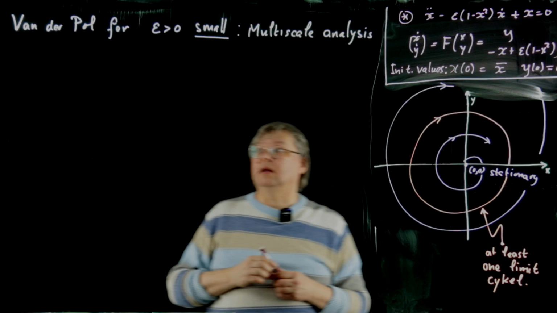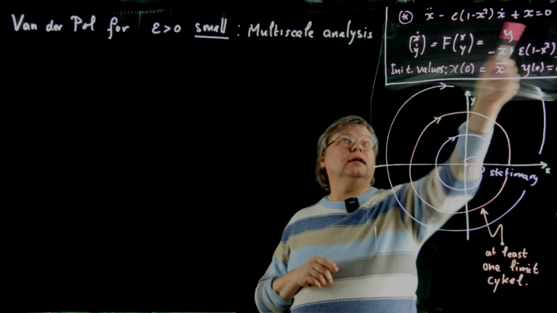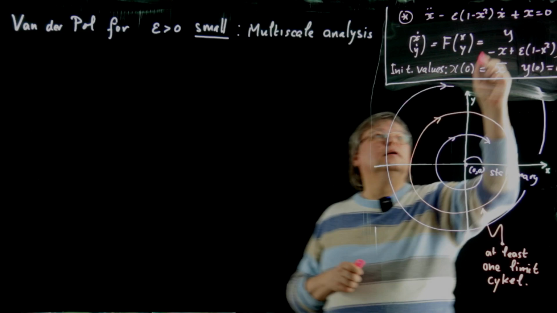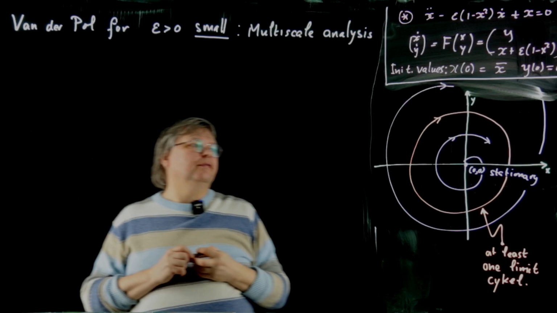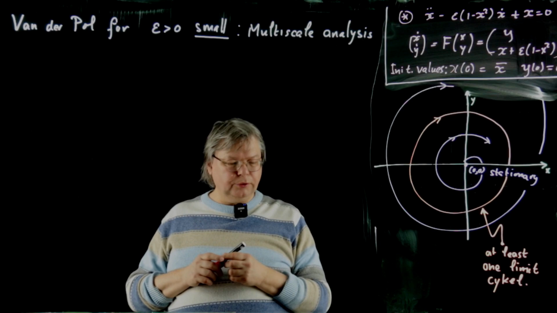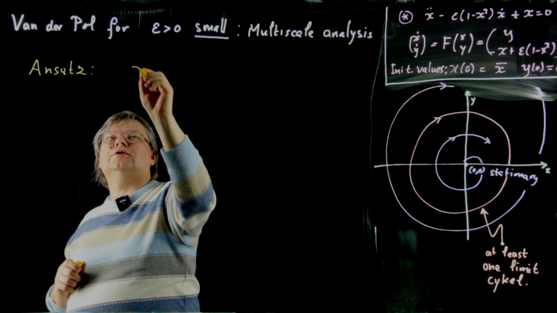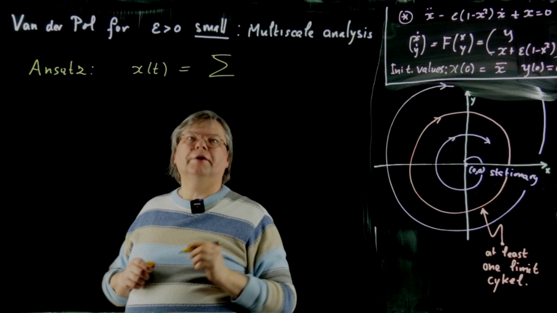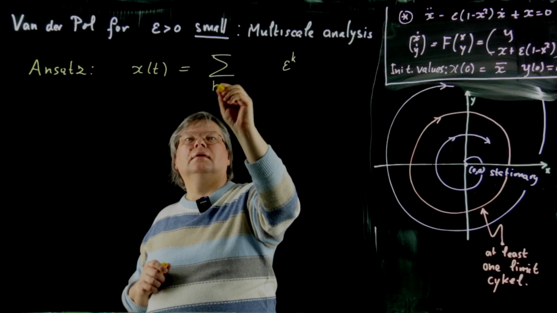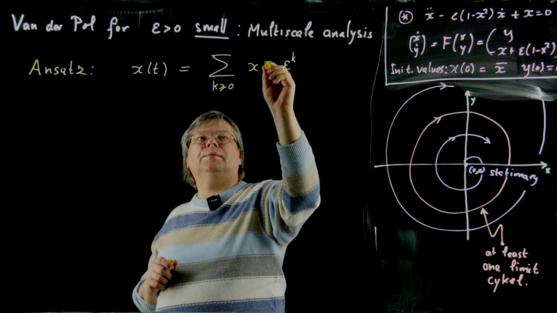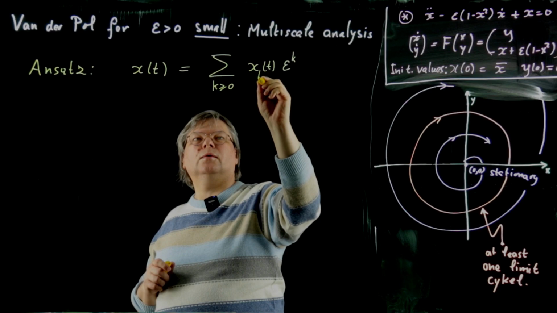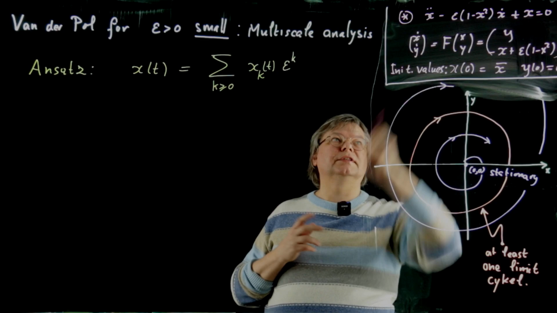Okay, let us analyze this van der Pol system. I put it down again here in the differential equation as the vector field. And we first analyze it for very small values of epsilon, and the technique that we're going to use is called multiscale analysis. And that means we're going to make the following ansatz, that our solution will have the following form. It's going to be a power series in epsilon, where the coefficients are going to be functions of t, which I call xk. And then we're going to solve this differential equation according to the powers of epsilon.